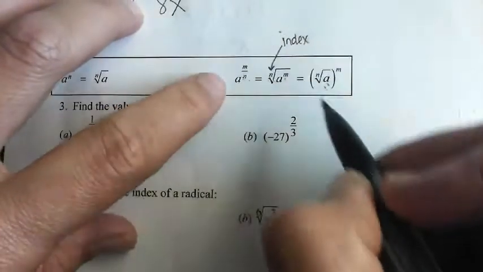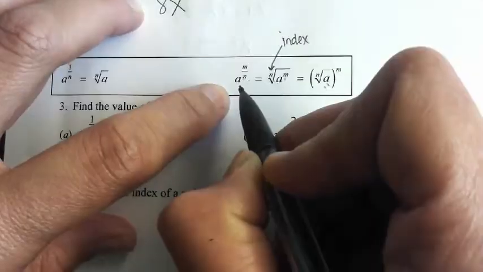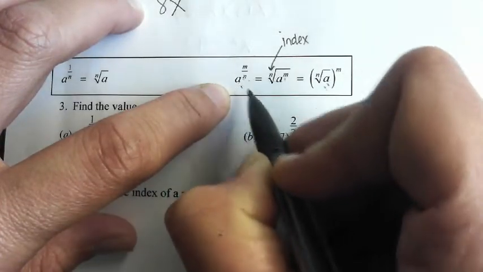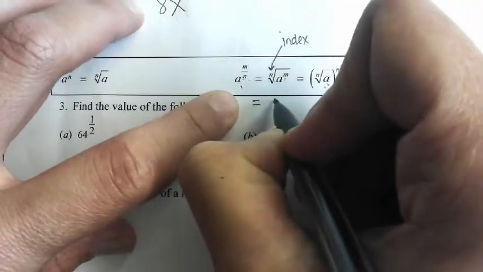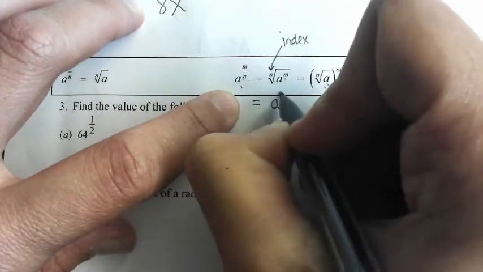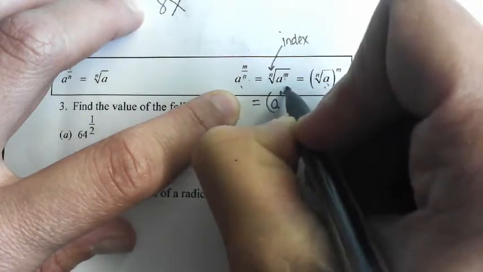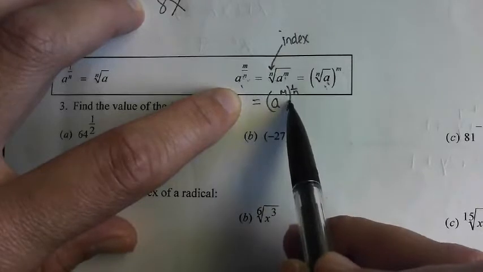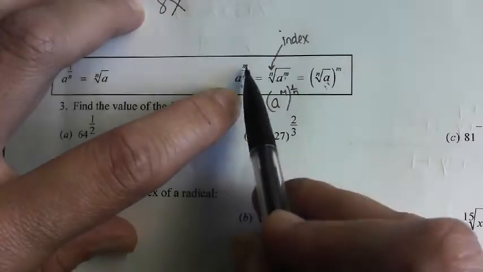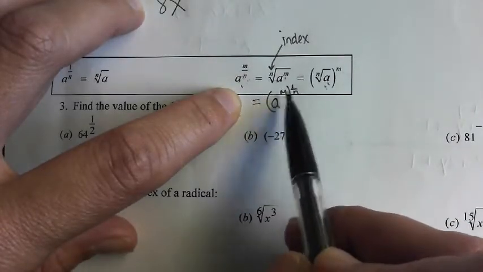So the reason this can be done really in either order is because if you think about your power to power rule, a to the m to the 1 over n. Everyone see how I split up that exponent?